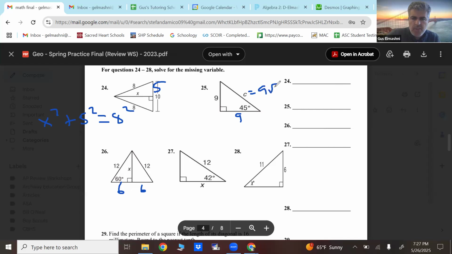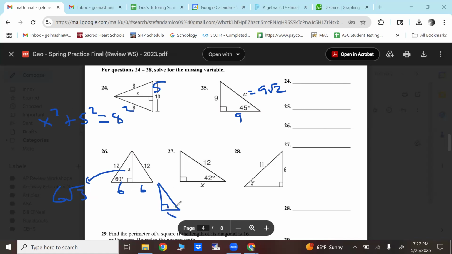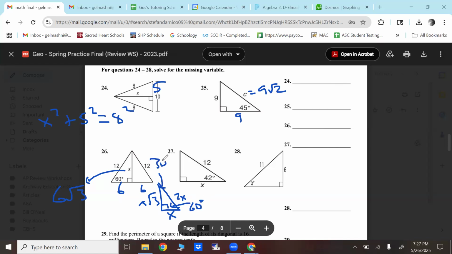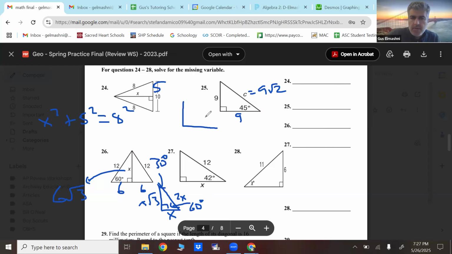That's using the 45, 45, 90 ratios. X would be 6 root 3. That's using the 30, 60, 90 ratios. Because remember, the ratios go like this: x, 2x, x root 3, where x root 3 is opposite the 60 degrees. That's 30 degrees.